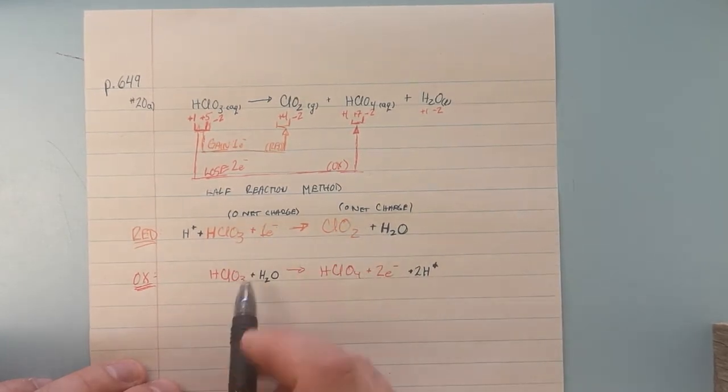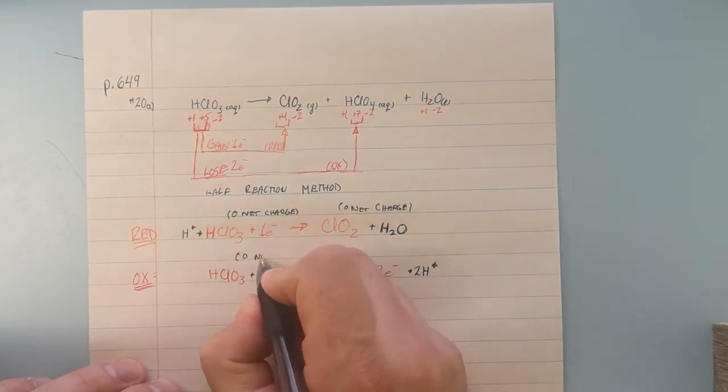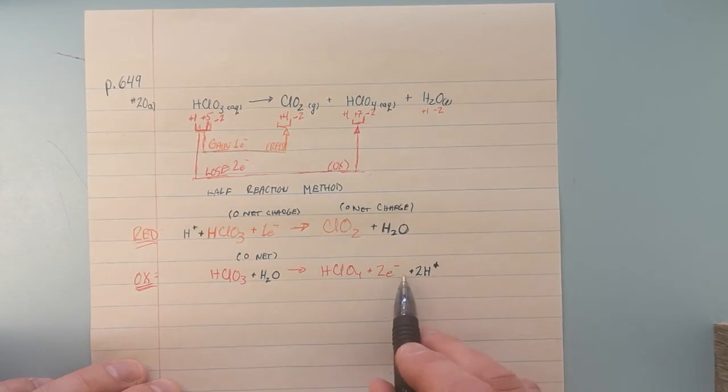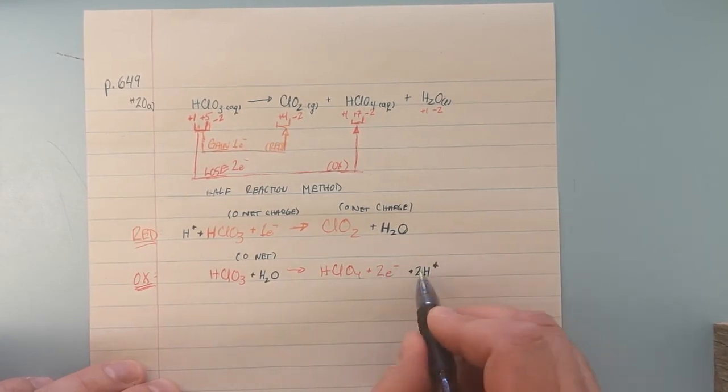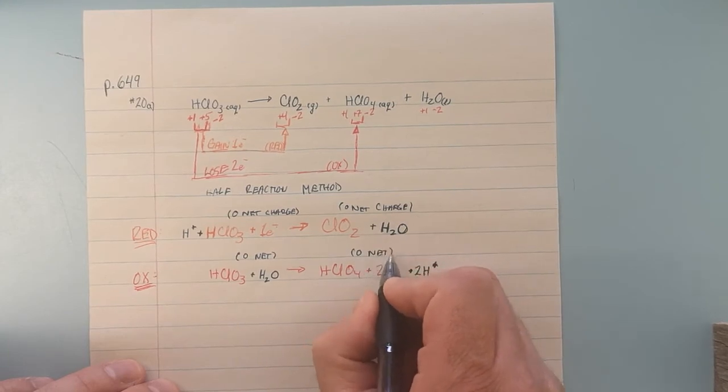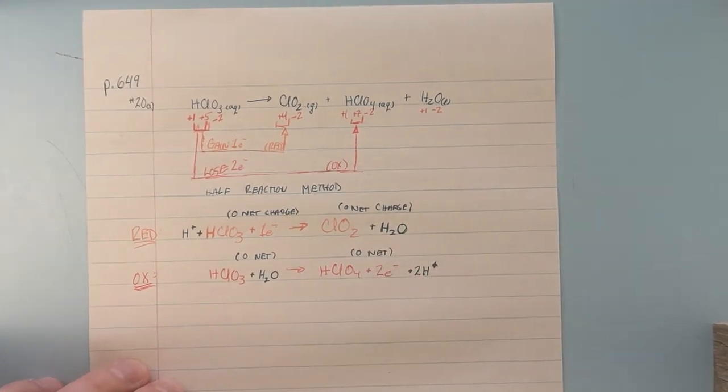Let's look at the next. Here we have 0 net charge on the reactant side. There are no charged particles. On the product side, we have 2 negative charges and we have 2 positive charges. There's 0 net here as well. So this is just a quick check to make sure that we have everything set up properly.